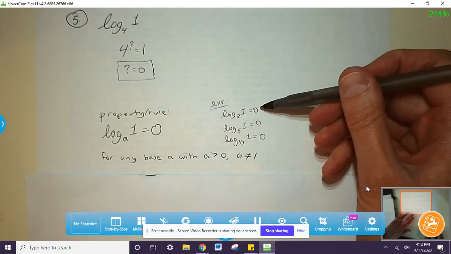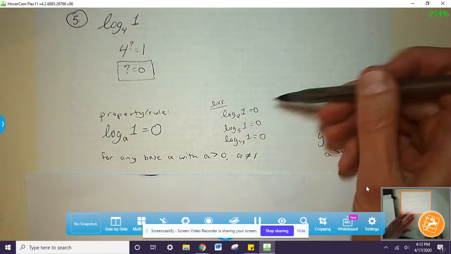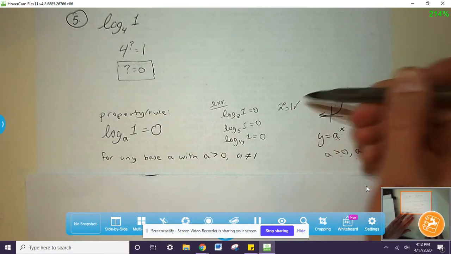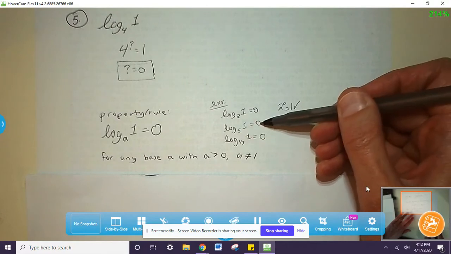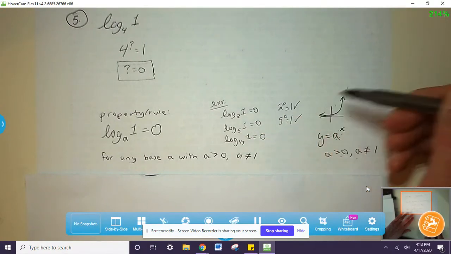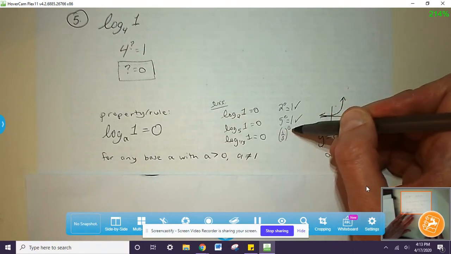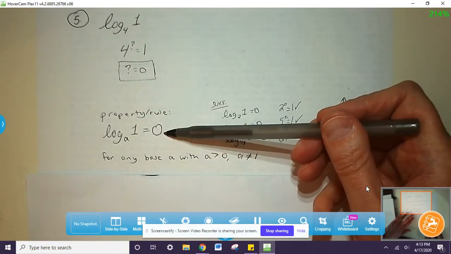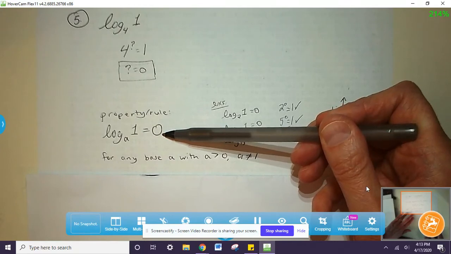So for this one, identify your base, your exponent, and the other guy. 2 is your base, 0 is your exponent, and 1 is the other guy. So sure enough, that works. For this one, here's your base, here's your exponent, here's your other guy. So if I rearrange, sure enough, 5 to the 0 is 1. And if I rearrange this one, 1/3 to the 0 is 1. So it's not something you really have to memorize, but if you're aware of it, it's just a little shortcut for you.